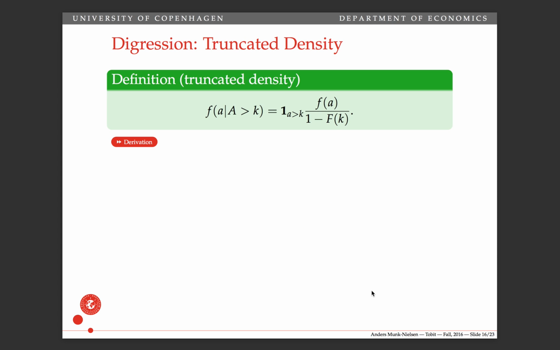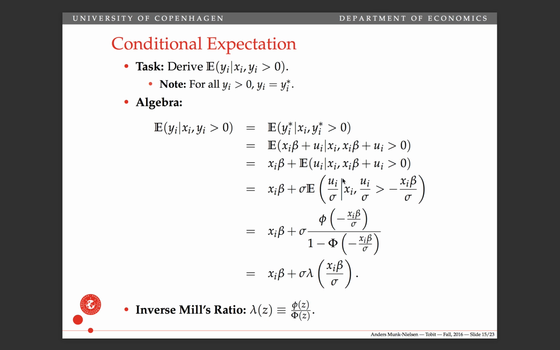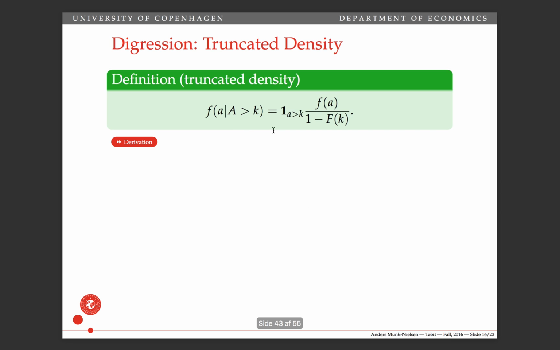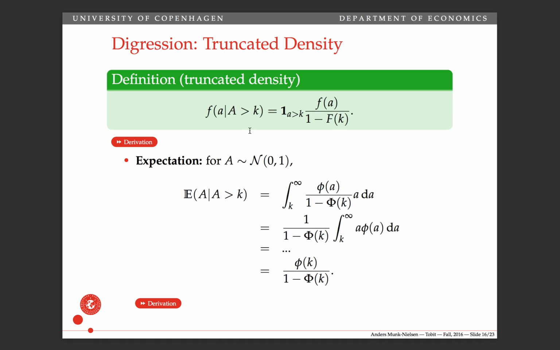So the truncated density in the inverse Mills ratio, this step, comes from the fact that, or rather to derive that, you have to think of it as a truncated density. So the density of a random variable conditional on that random variable being greater than some number. If we take the expectation like this for a conditional on a being greater than k, then we can show that that's equal to this thing down here.